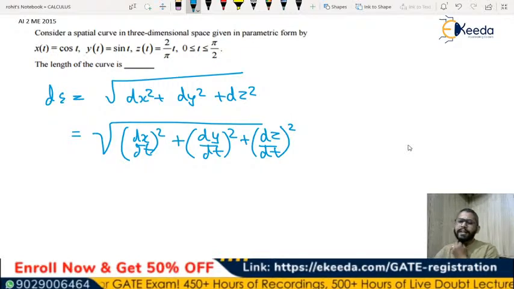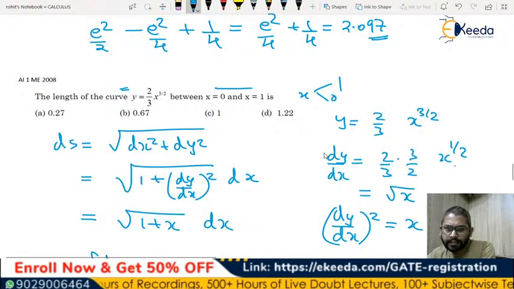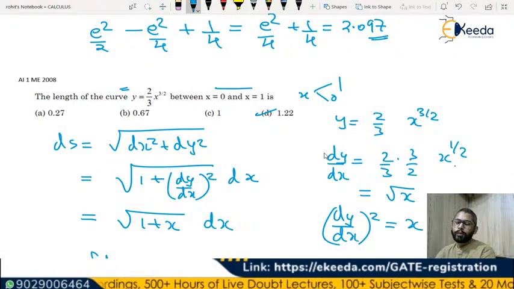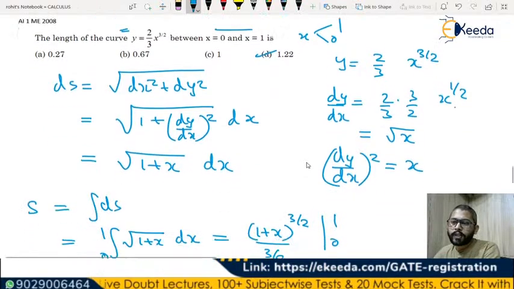1.218. Yes, and the option is 1.22. Right. For the previous question, D will be the answer, which is 1.22. So 1.218 is approximately the closest one. So we'll go for option D.